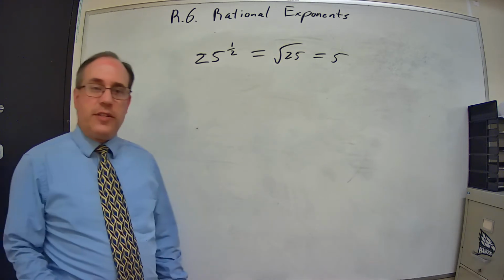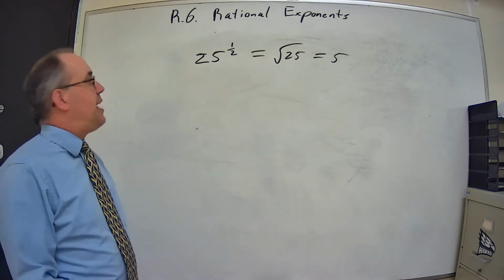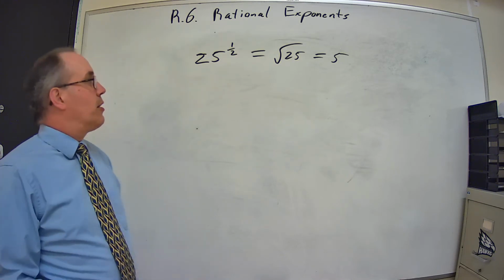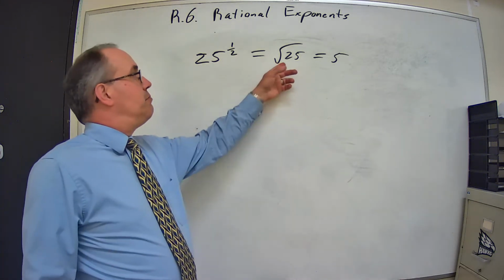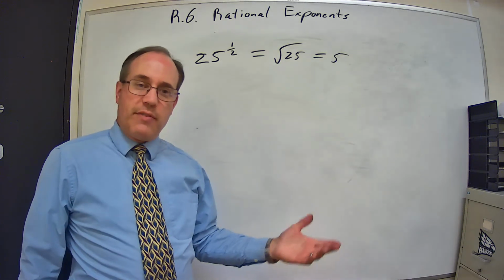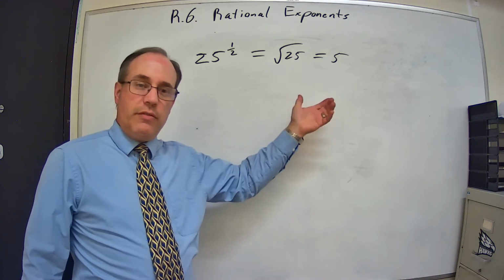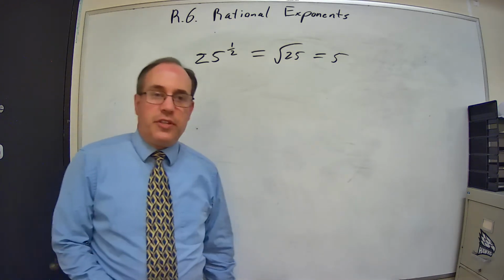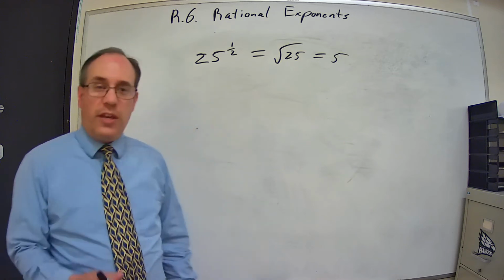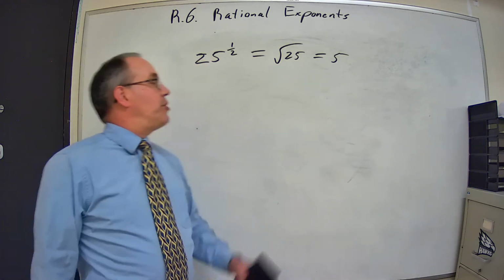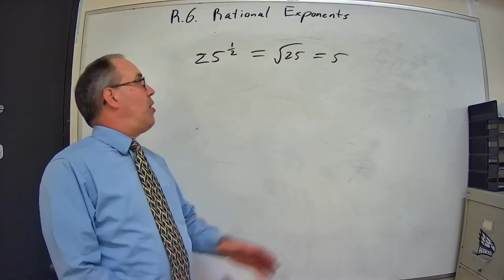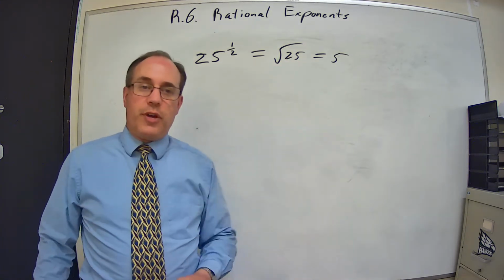Now, some of you may say, but wait, Mr. Davis, is that really correct? Couldn't that be -5? Because -5 times -5 gives me 25. And the answer is yes, it could. And when you're solving polynomials and when you're dealing with the quadratic formula and things of that sort, by all means you have to take into account the plus or minus.